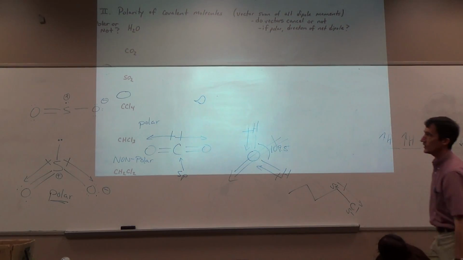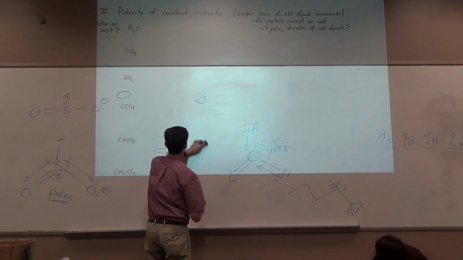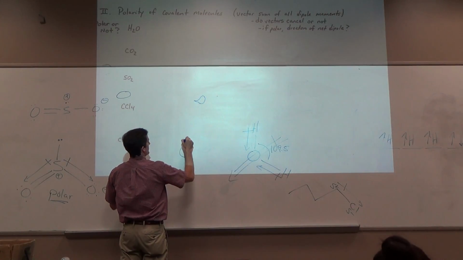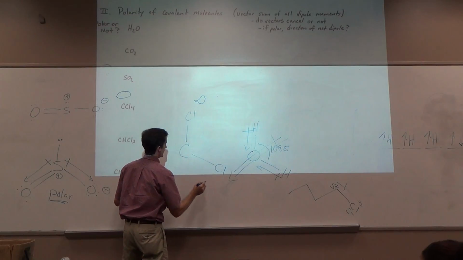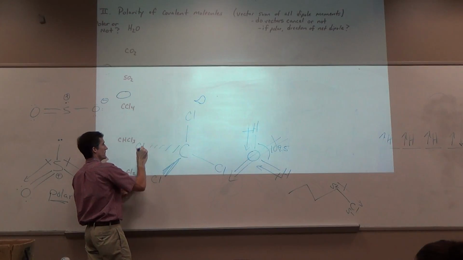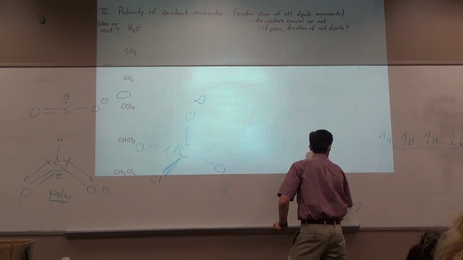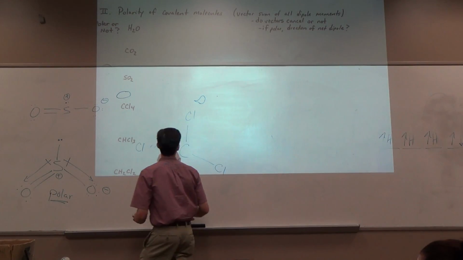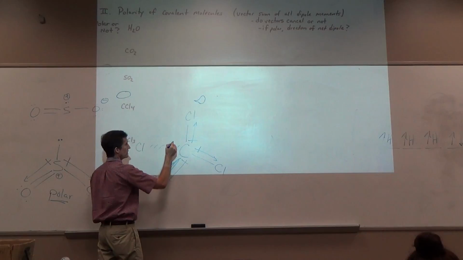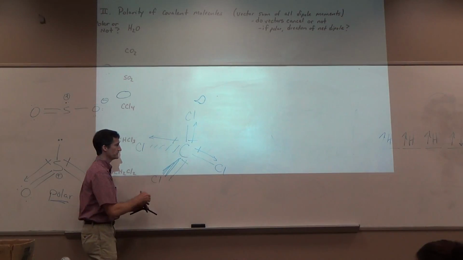CCl4, called carbon tetrachloride. Carbon with 4 chlorines. What's the geometry or hybridization of the carbon? Chlorine, chlorine, one forward, one back. We've got 4 polar bonds, but what about the molecule as a whole? Non-polar.